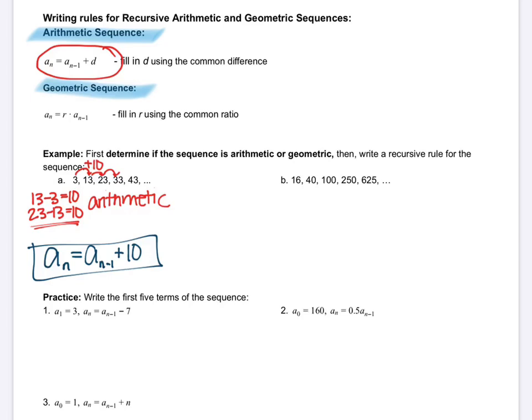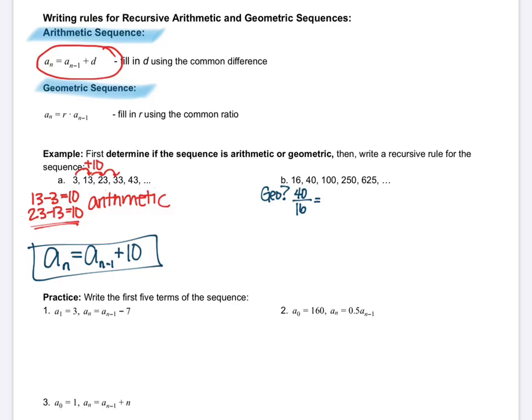All right, so for the second one, we now need to figure out if this is arithmetic or geometric. And just looking at this, if I think about what I'd have to add to get from 16 to 40, I think that would be 24, right? That is not the same to get from 40 to 100. So I know right away that this is not arithmetic, but we're going to check if it is geometric, and I'm going to say geo question mark, and we check that by dividing any term by the term before.